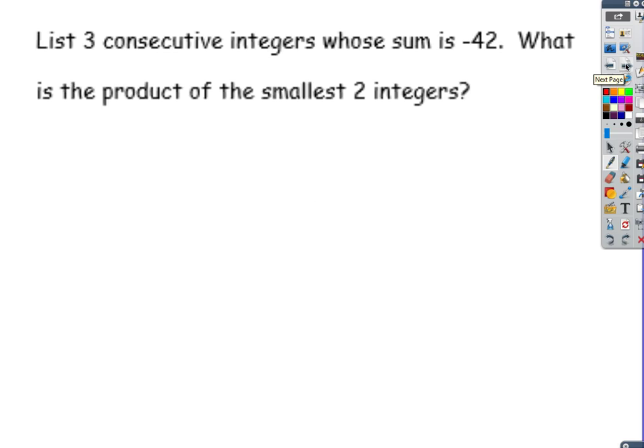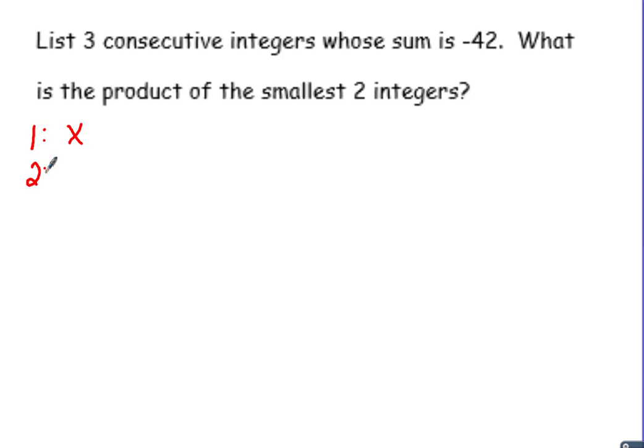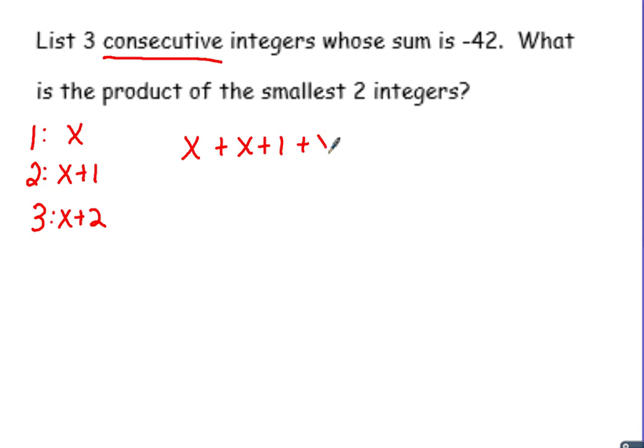The first problem says list 3 consecutive integers whose sum is negative 42. So we need to have 3. Some people like to do this. The first number will be x. The second number will be x plus 1 because it's just consecutive. And the third number will be x plus 2. When we add those 3 numbers together, we get negative 42. X plus x plus 1 plus x plus 2 equals negative 42. Combining like terms, I get 3x plus 3 equals negative 42.